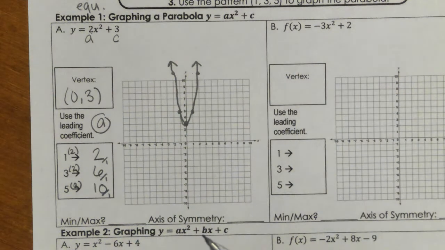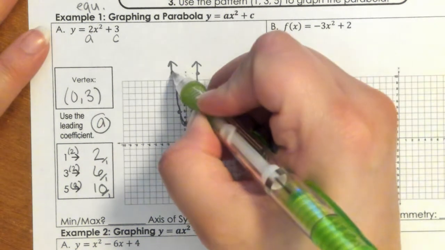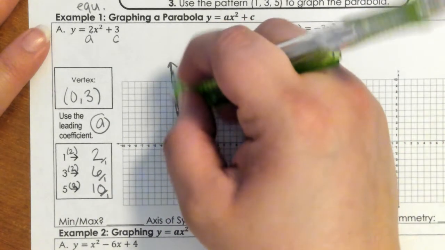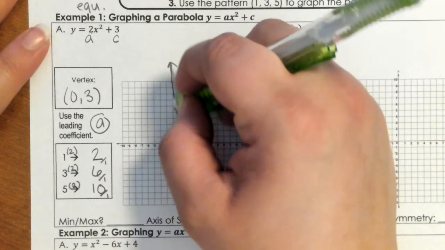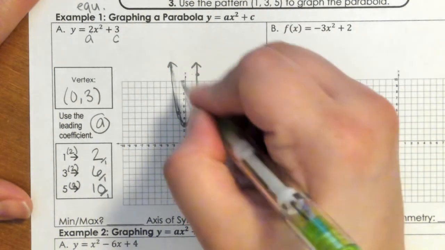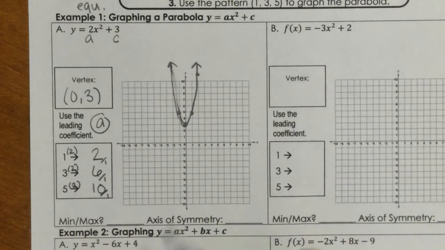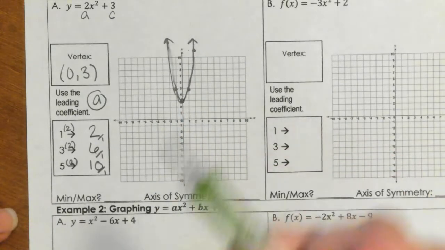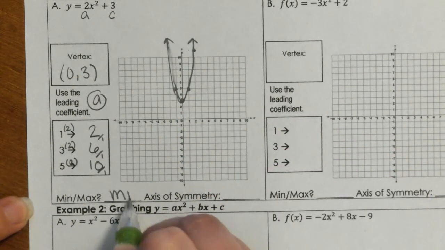Okay. So now, ooh, that kind of looks off. But I can see that I have a symmetric graph. And it says, is this a min or a max? So I see that my vertex is a low point. A low point is a min.